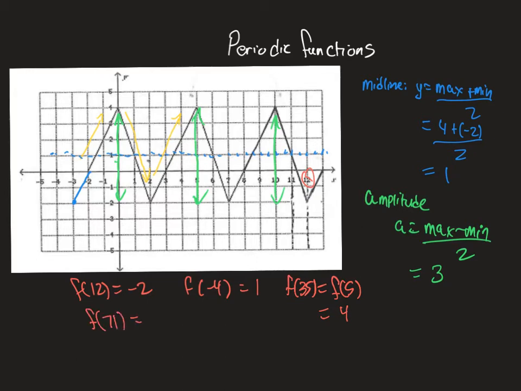What about f of 71? Well, f of 71 is the same thing as saying f of 1, because remember, this is my multiples of 10 there. 10, 20, 30, 40, 50, 60, which leaves me with 1. Well, f of 1 is just 1. And that's how you'd interpret this data here.